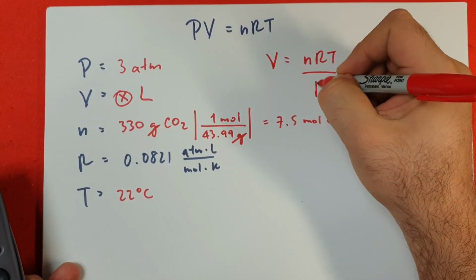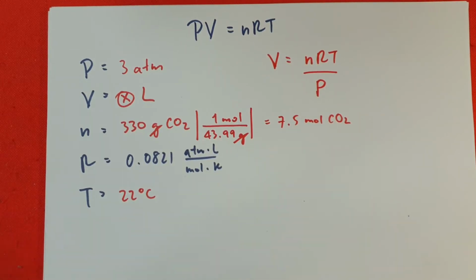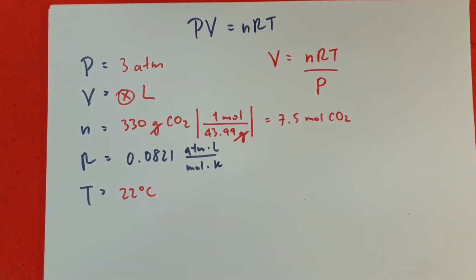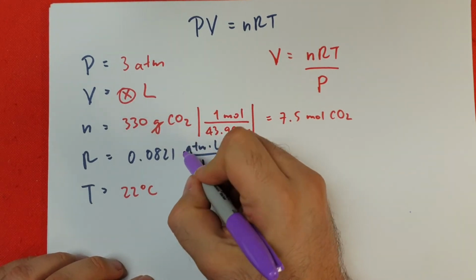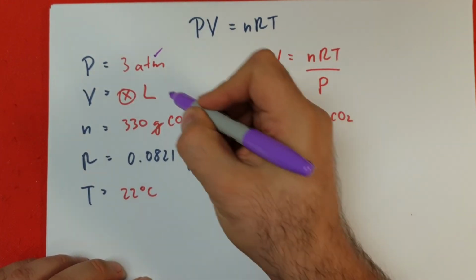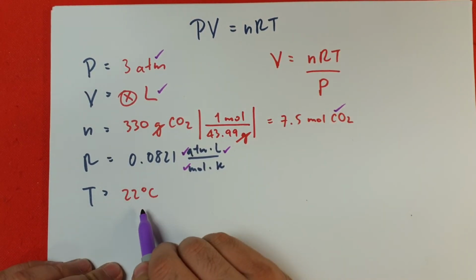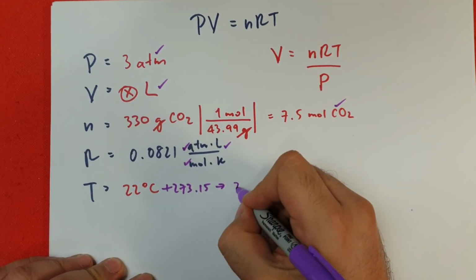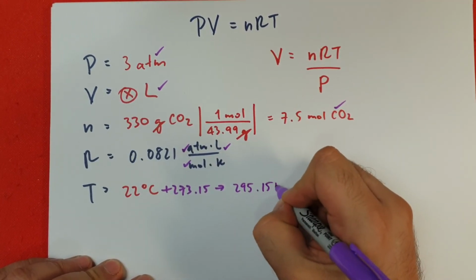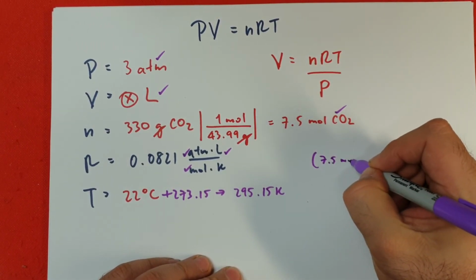nRT divided by P. And again, this might be the most difficult part in the sense that you need to understand how to work out the problems and do your algebra. Otherwise, you're in deep trouble. And let's do our check of units to see if everything is in correct units. Atmospheres, yes. Liters, that's what we're going to get. Moles, we already have it. And then Kelvin, we don't have it in Kelvin, so we add 273.15. And this turns into 295.15 Kelvin.